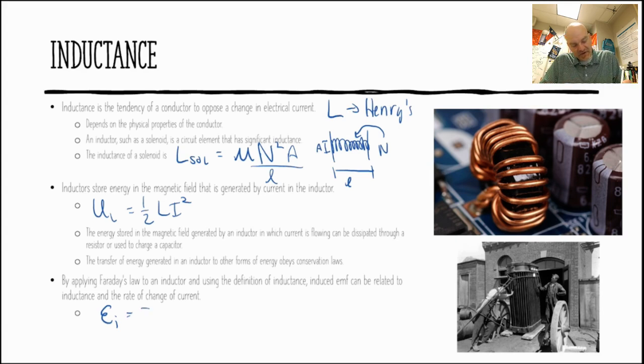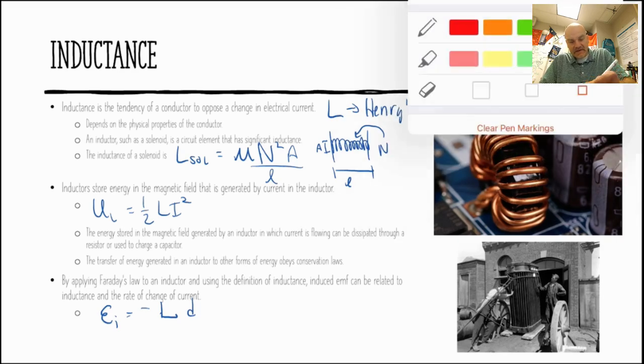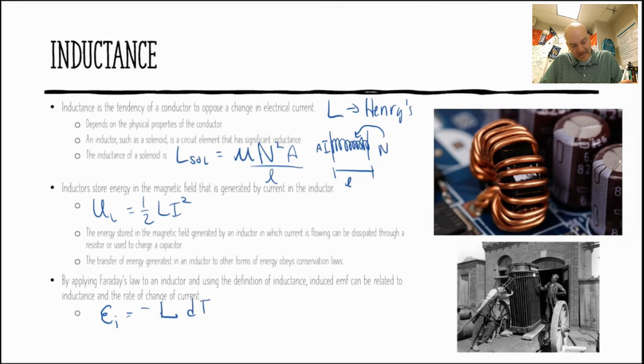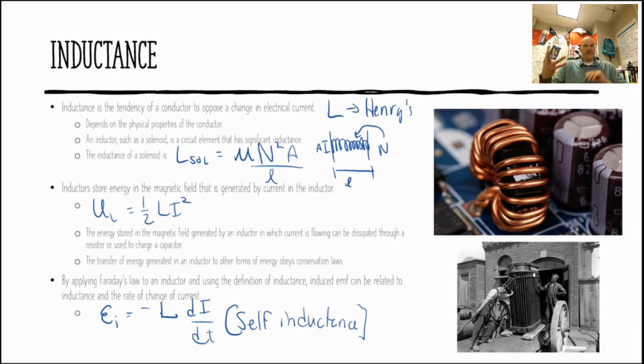The induced EMF is equal to negative inductance times di dt. This is known as self-inductance. The big use of inductors in the world is transformers for electrical power. Let's look at an inductance example.